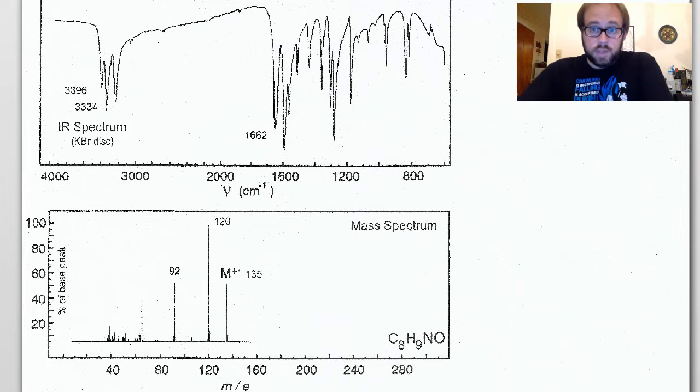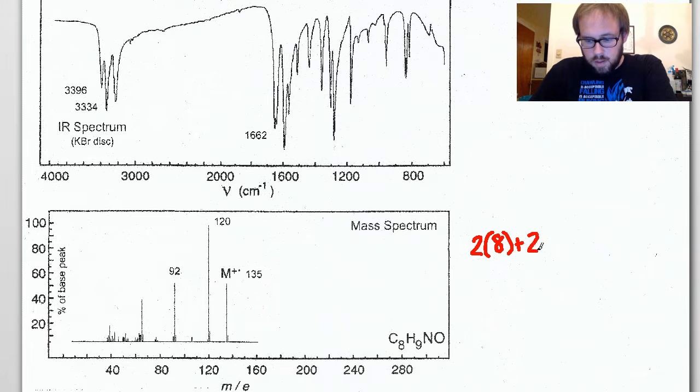Alright, so the first thing that we want to do is get the degrees of unsaturation down. And we're going to do that using the molecular formula that we have here, C8H9NO. So the way that we would start that is 2 times N, where N is the number of carbons, so that would be 8, plus 2, plus 1, that's coming from the nitrogen, minus 9, and the 9 is the number of hydrogens.